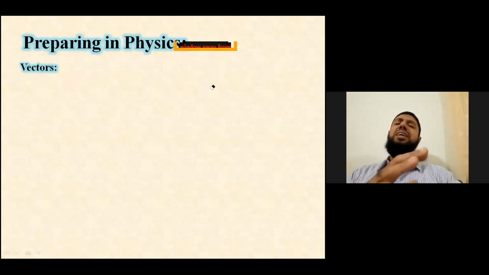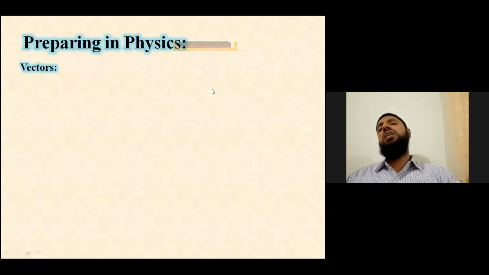Vectors is one of the basement foundations for physics. If you are not exposed to vectors, just think that you have lost more than 50% in physics. Because we are going to observe the vectors in motion in straight line.